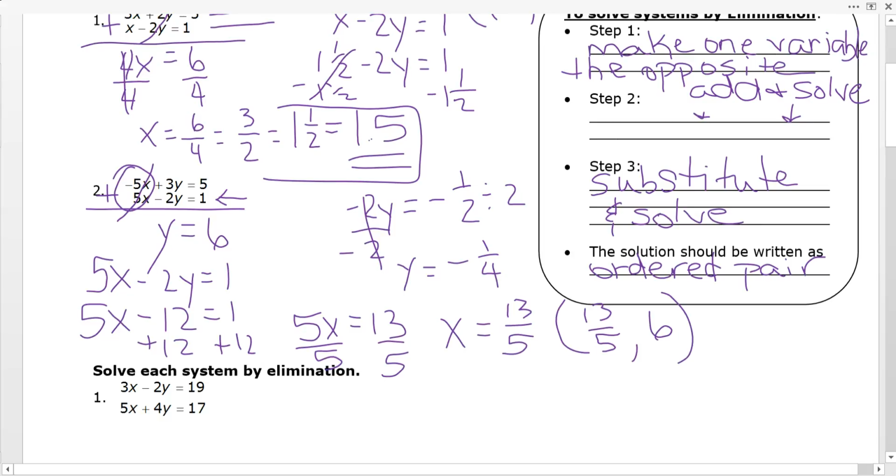And then, of course, I can put both of those numbers back into both equations, and they should both come out equal, correct.